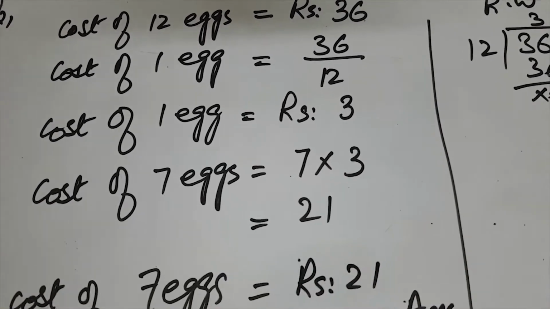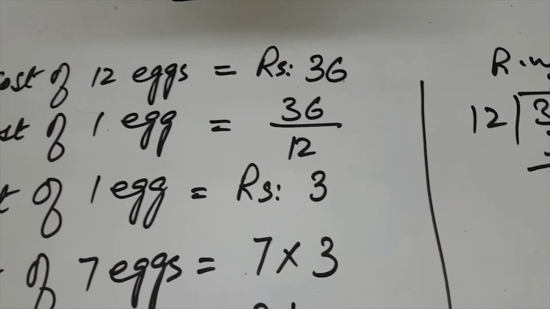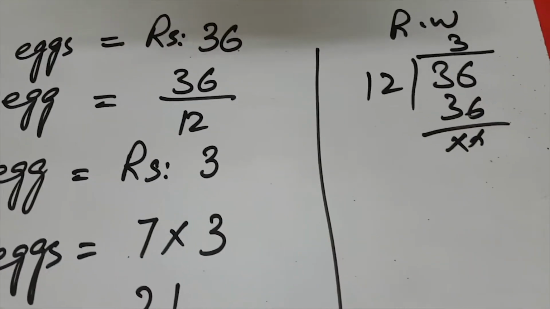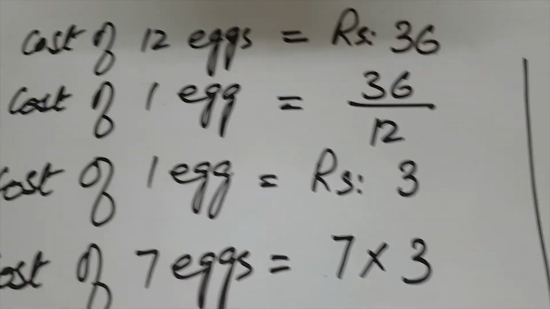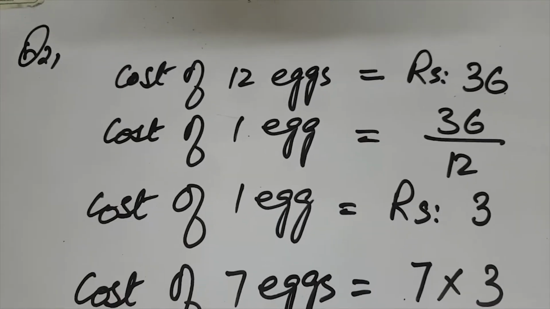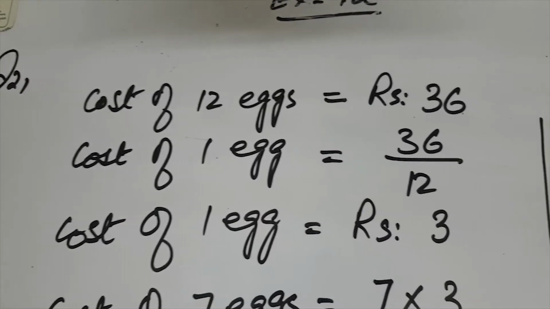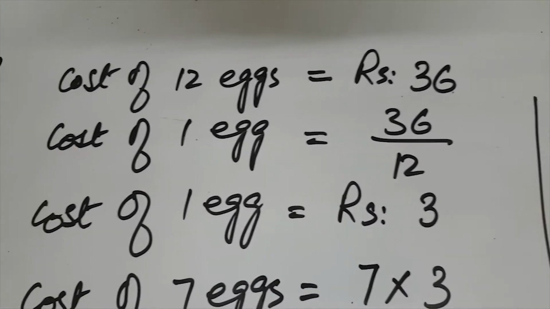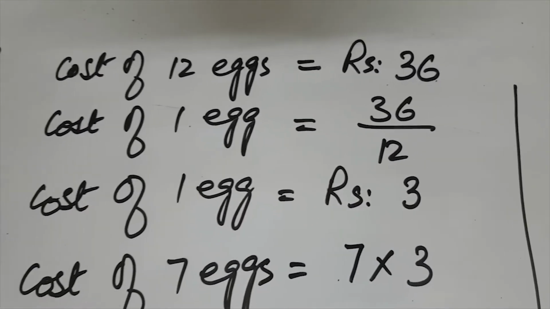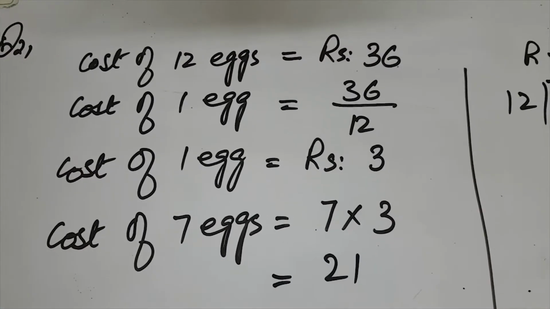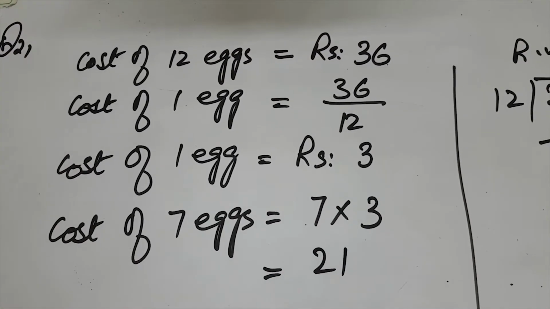So by the unitary method you use the technique of writing down the sentences. You make statements like cost of 12 eggs is 36, which is given, cost of 1 egg is 36 by 12. Cost of 1 egg is determined, which is 3. So you can find out the cost for any number. So you did it for 7 eggs, which is rupees 21.